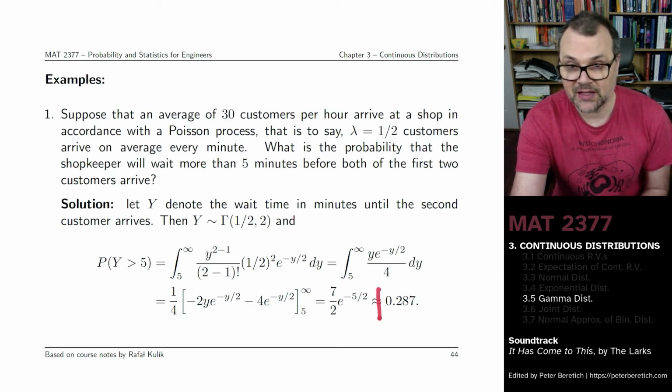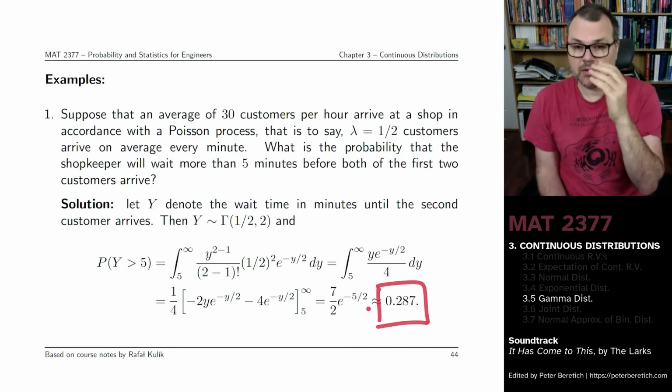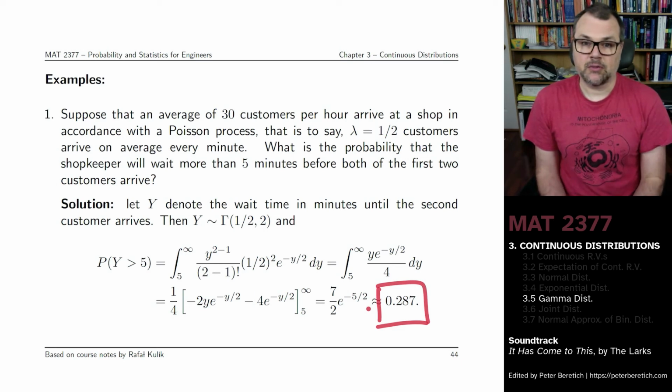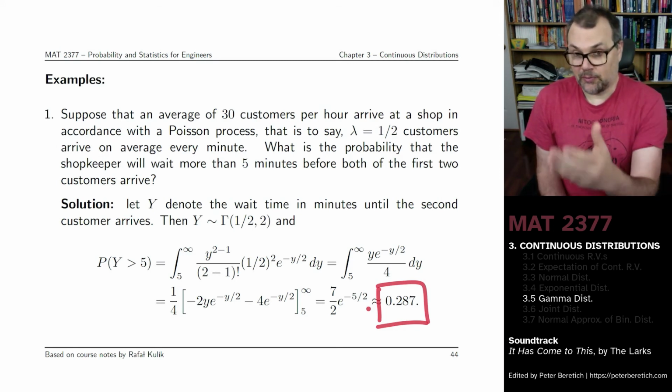Does this make sense? Or 29%, I should say. About 29%. Does this value make sense? Well, on average, you get 30 customers per hour. So about 1 customer every 2 minutes. Okay? So on average, you would expect then to get 2 customers every 4 minutes. And this is sort of compatible with this.